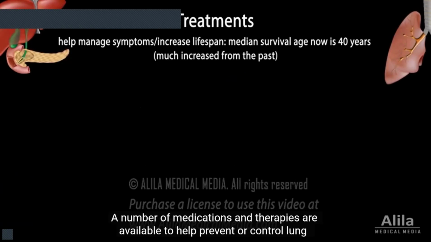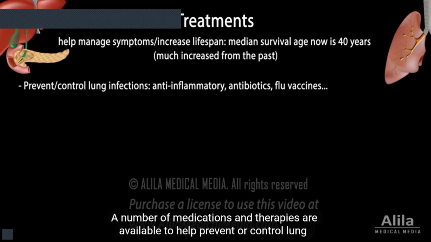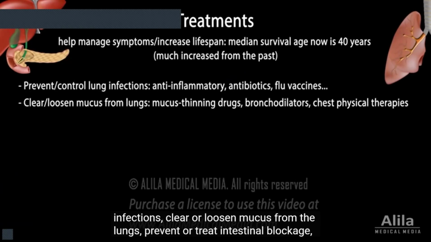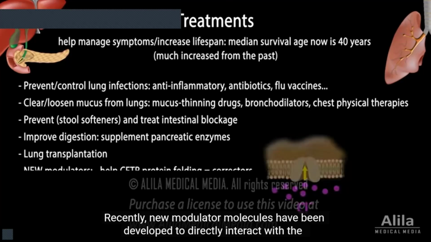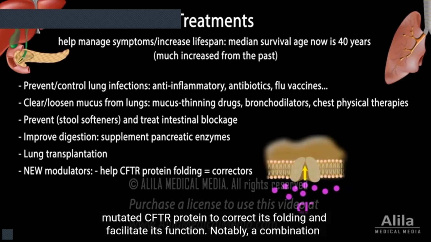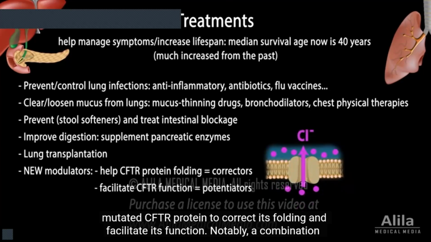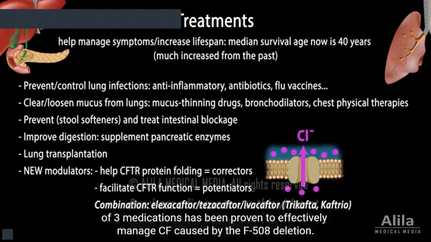A number of medications and therapies are available to help prevent or control lung infections, clear or loosen mucus from the lungs, prevent or treat intestinal blockage, and improve digestion. Lung transplantation may be required for severe lung damage. Recently, new modulator molecules have been developed to directly interact with the mutated CFTR protein to correct its folding and facilitate its function. Notably, a combination of 3 medications has been proven to effectively manage CF caused by the F508 deletion.